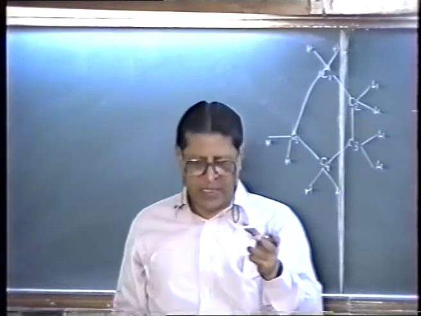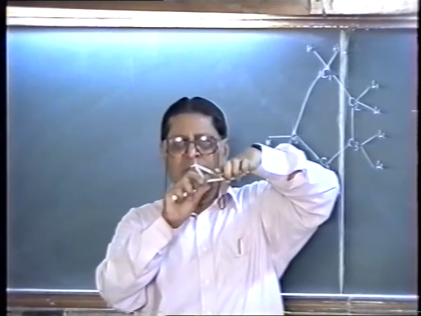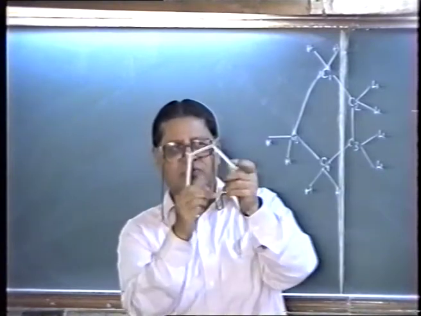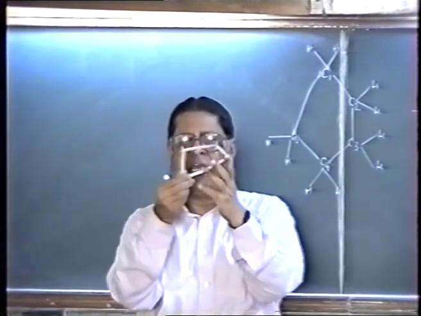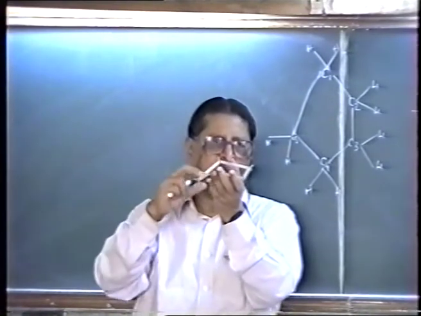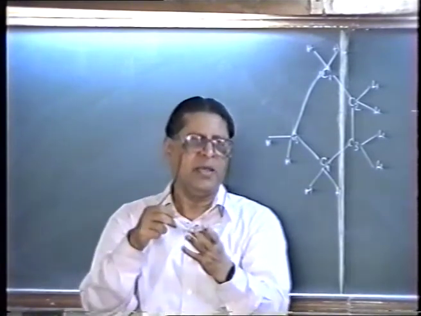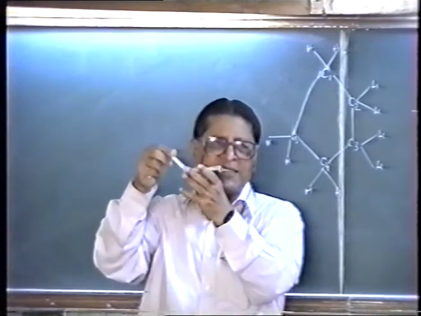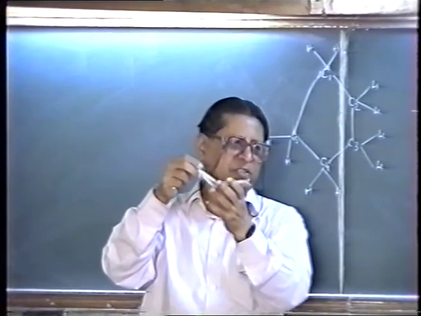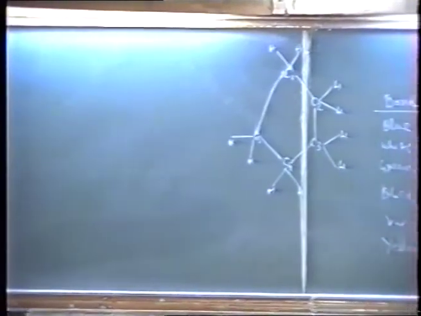5 you will get. There is another one in which 3 of them you keep in one plane, 1 above and 1 below. So one of them is called envelope, one of them is called the half chair, and so on. But the main thing is that with 4 in one plane, 1 out of the plane is usually encountered frequently, and sometimes it is said that this atom in the ring is puckered. So one of the words which is commonly used is what is called the puckering of the ring.